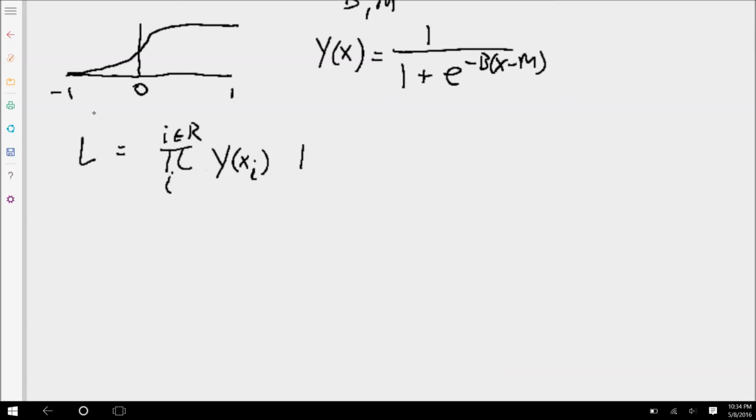But then we have to include the left responses, so it's going to be also times the product of j element of left for j of 1 minus y of xj. All right, and so this is just the inverse probability, the probability of left given the model with the given parameters. So we want to maximize over our b and m.